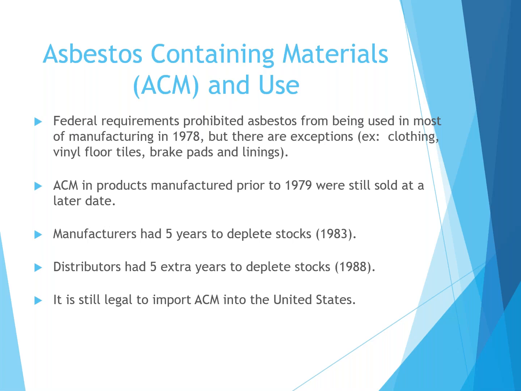Manufacturers had 5 years to deplete their stocks, going to 1983, and then distributors had 5 extra years to deplete their stocks. So that's going all the way to 1988. And again, there's always a possibility that someone had a stash of those asbestos materials laying around and installed those at a later point. And as we've already covered, it's still legal to import asbestos-containing materials into the United States.